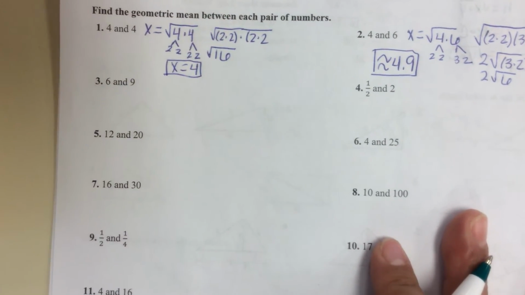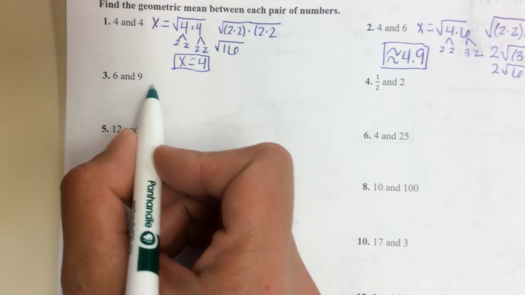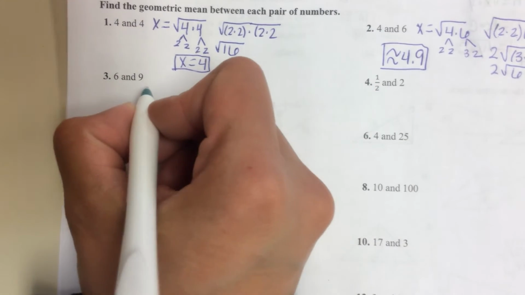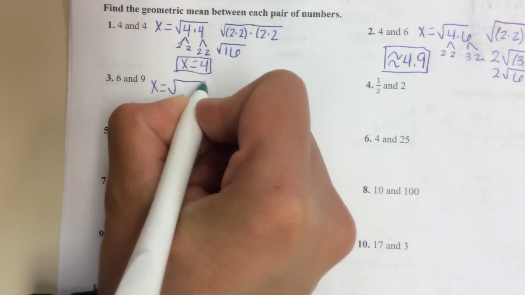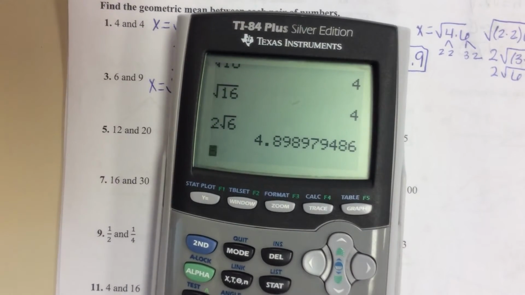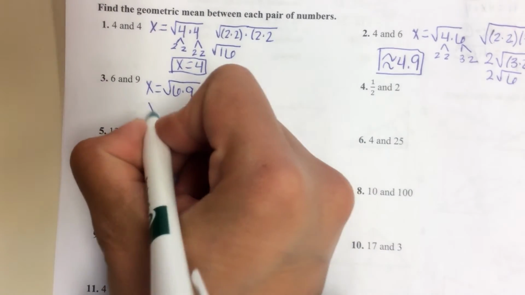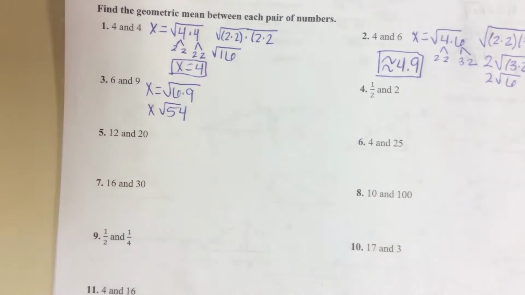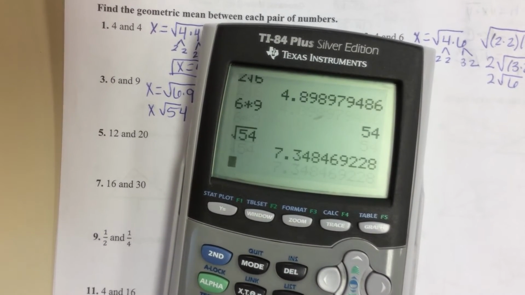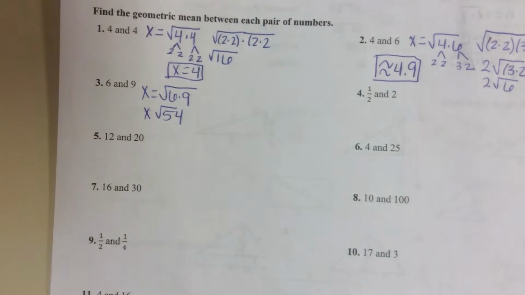Now I'm going to continue on. If you want to keep factoring, that's fine. I'm just going to do it the simple way here, which is what you will probably do. x equals the square root of 6 times 9. 6 times 9 gives me 54. So x is the square root of 54. Second square root, 54, gives me approximately 7.3.